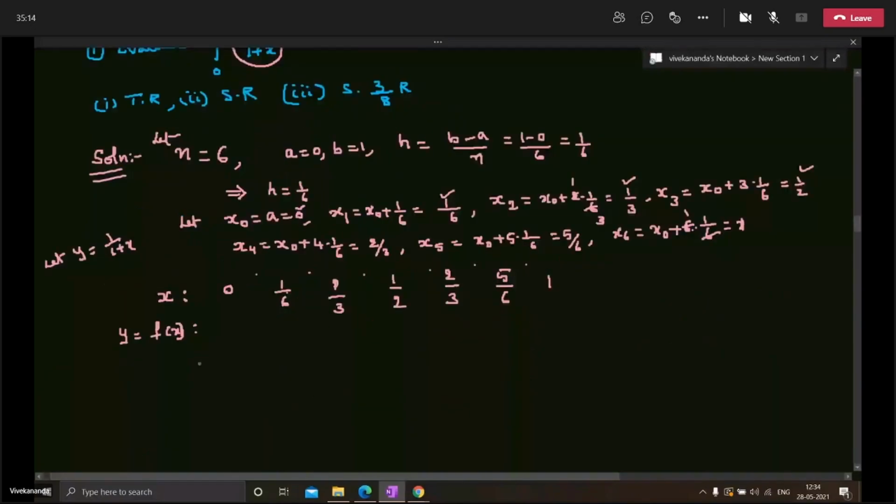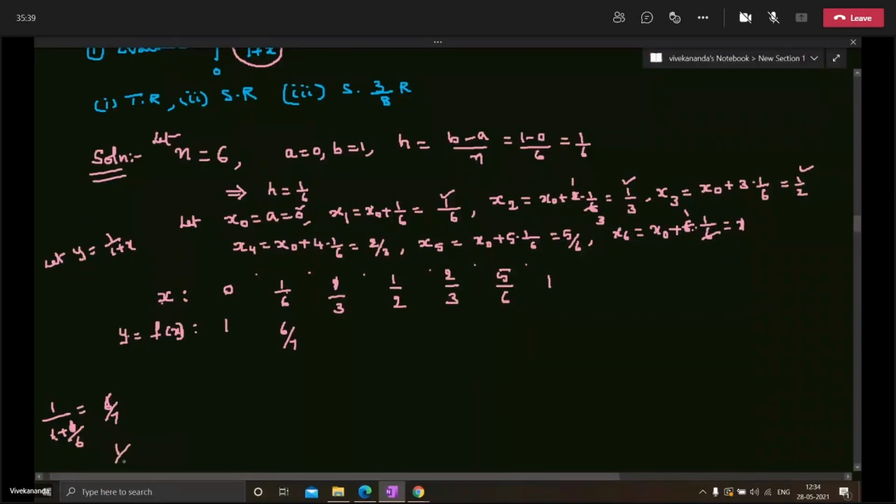1 by 1 plus 0, 1 by 1 is 1. So when x is equal to 0, y is 1. Next, 1 by 1 plus 1 by 6 means 7 by 6, and 1 by 7 by 6 means 6 by 7. This is 6 by 7.